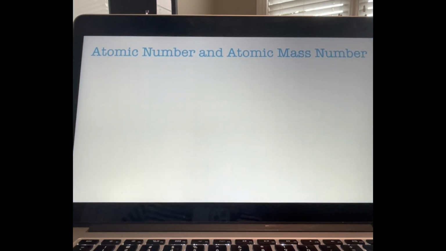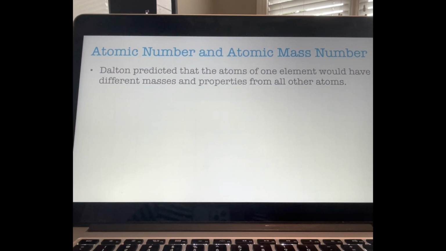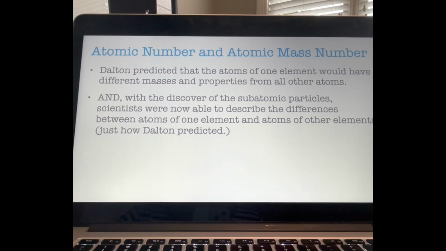Today we're going to discuss the atomic number and the atomic mass number. Dalton predicted that the atoms of one element would have different masses and properties from all other atoms. What makes the atoms of different elements different from each other? Well, it has to do with the discovery of the subatomic particles. With that discovery, scientists were now able to describe the differences between atoms of one element and atoms of other elements, just as Dalton had predicted.